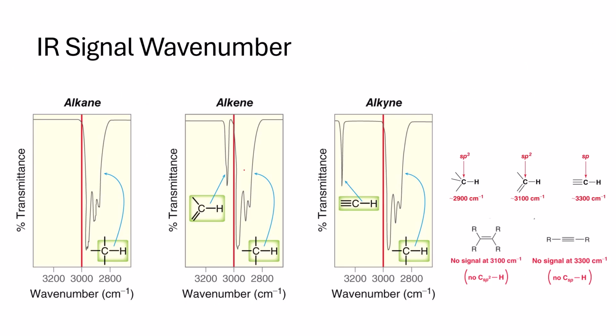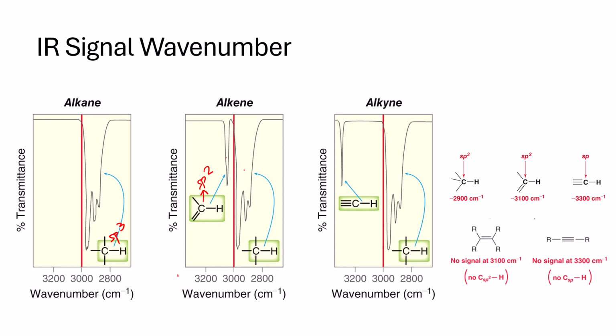This is the line that I said that we always draw. I suggest that you do that. So you draw your line at 3000, and slightly under are the alkanes. So this is your sp3 carbon. Slightly above 3000, you will find the alkene. So that's your sp2 hybridized carbon. And at an even higher wave number is the alkyne.